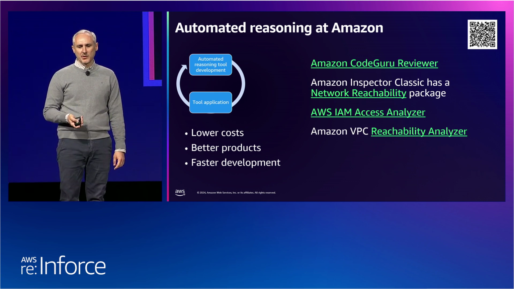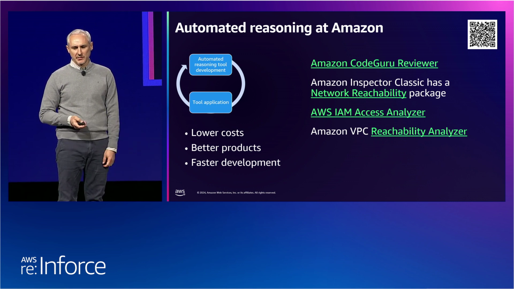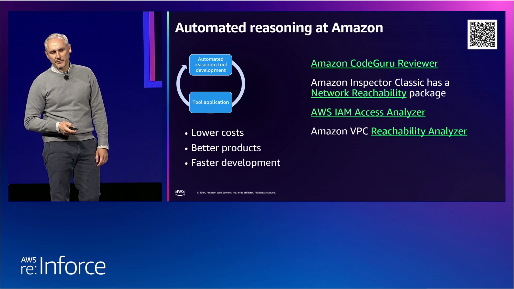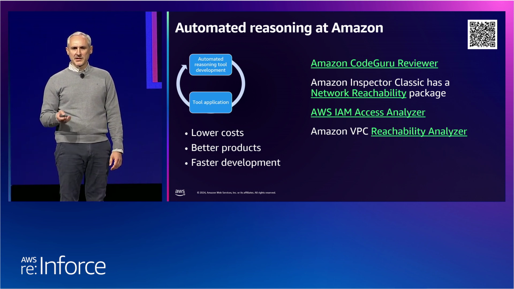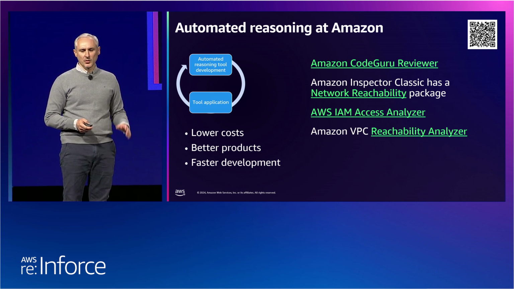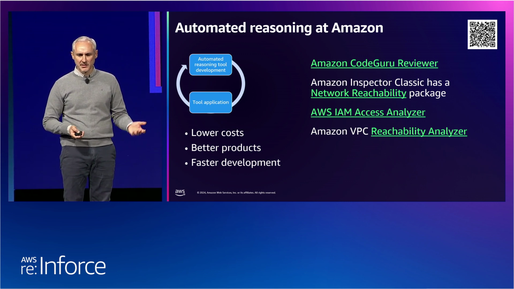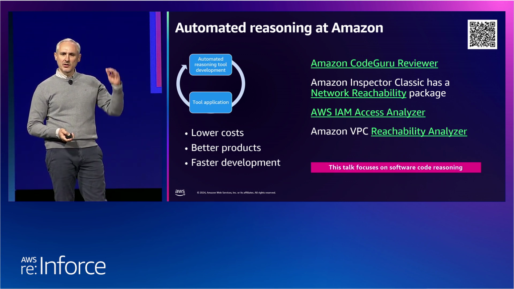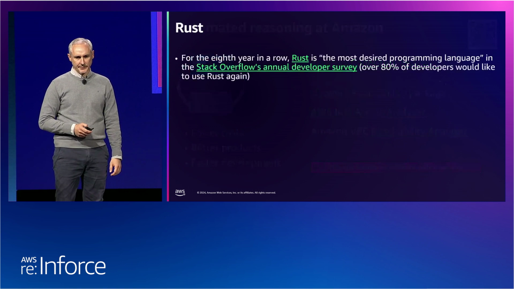So here are examples of the more well-known products that Amazon has that use, or were developed by using, automated reasoning. CodeGuru Reviewer has some of that inside. Amazon Inspector uses SAT solvers to perform network reachability. IAM Access Analyzer was discussed at re:Inforce this year too. And the Amazon VPC Reachability Analyzer. These are all tools that analyze the soundness and correctness of the policies you use to configure your VPCs. But today, we're going to go one level down and look at code verification.